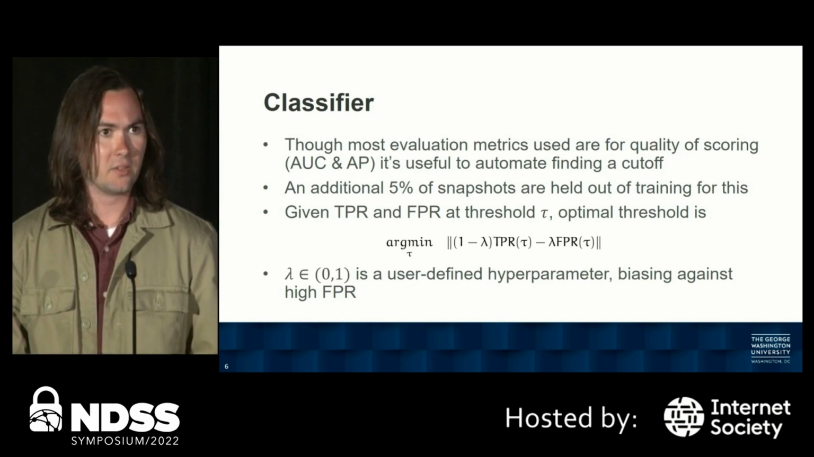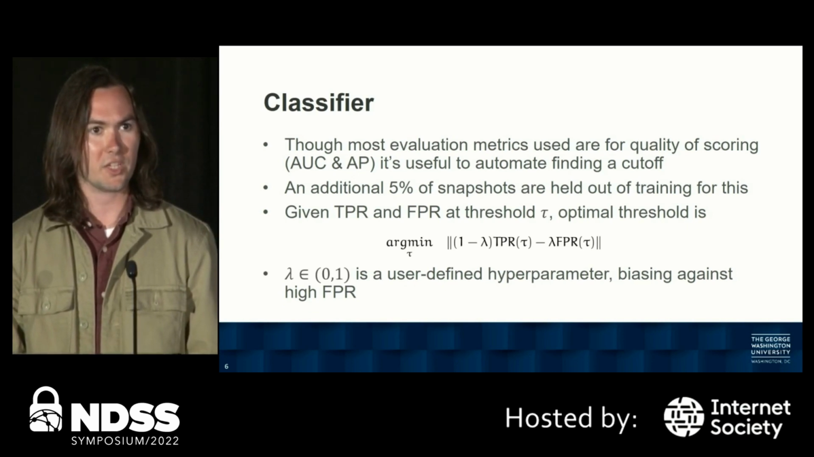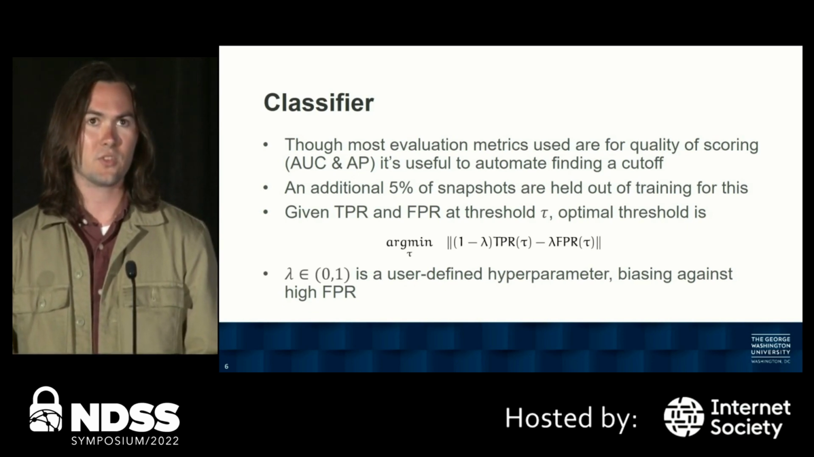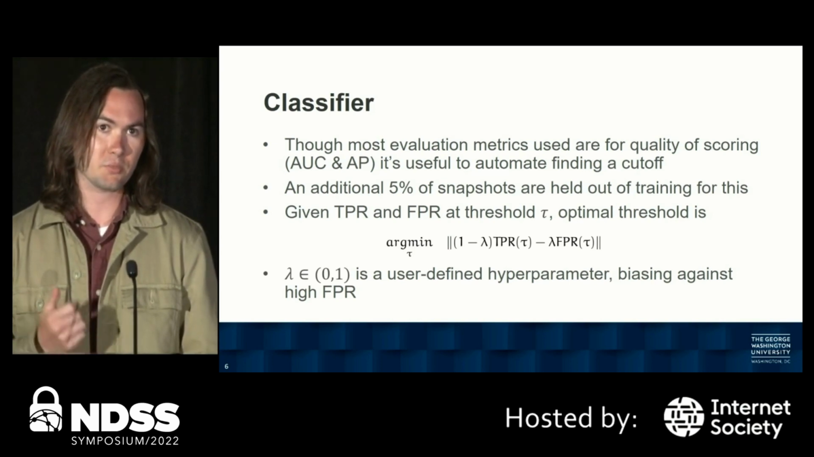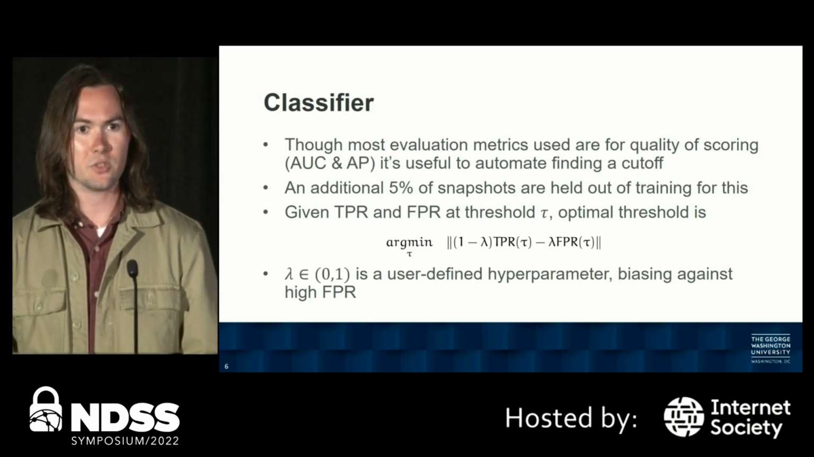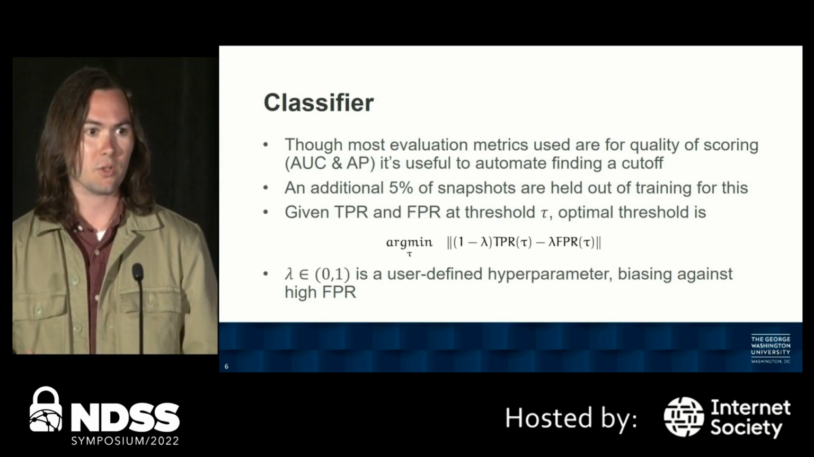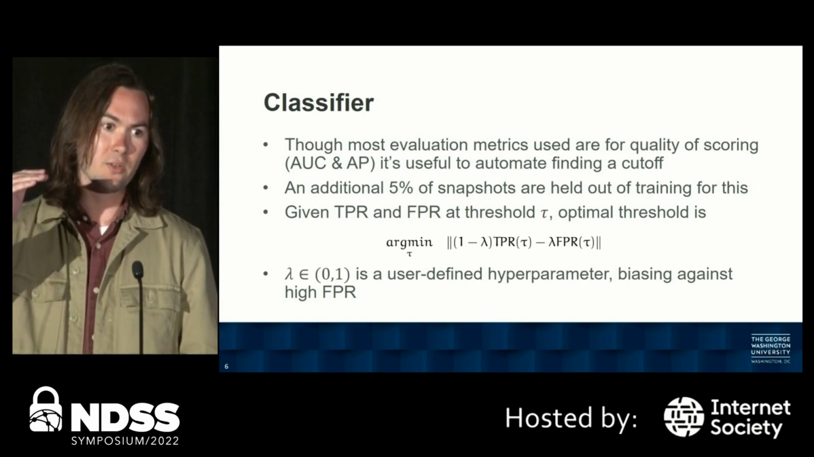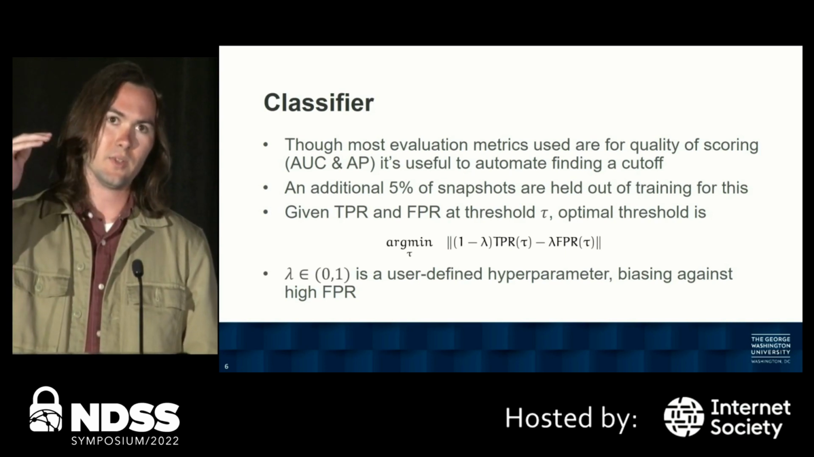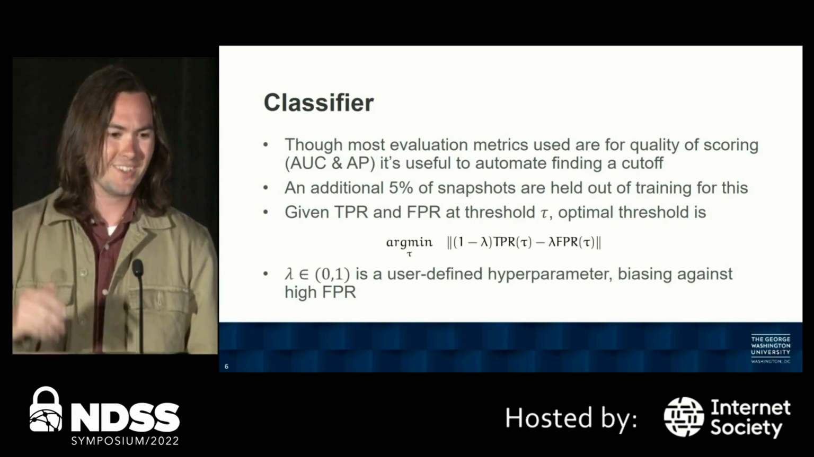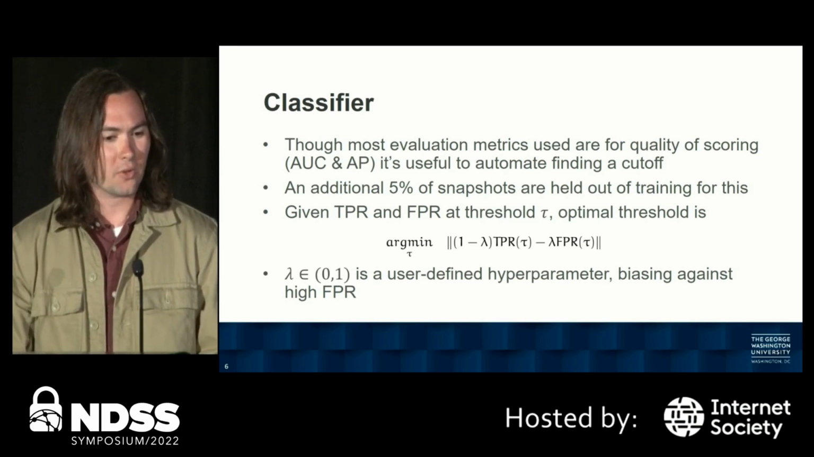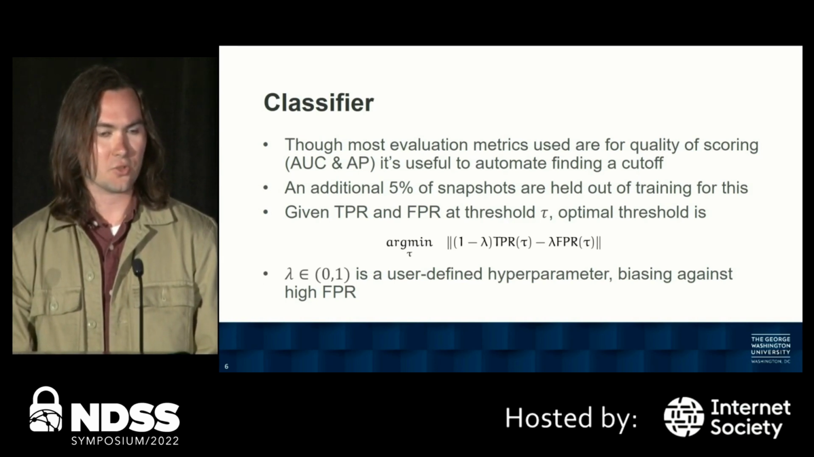For classifying, most of the experiments we use regression metrics. So we're using area under the curve, average precision, and so on. But it's also useful to have an idea of what the true positive rate and false positive rate would be if we were to pick a threshold and then classify certain nodes as malicious or certain edges as anomalous or non-anomalous. So to do that, we hold out a certain set of the training data.